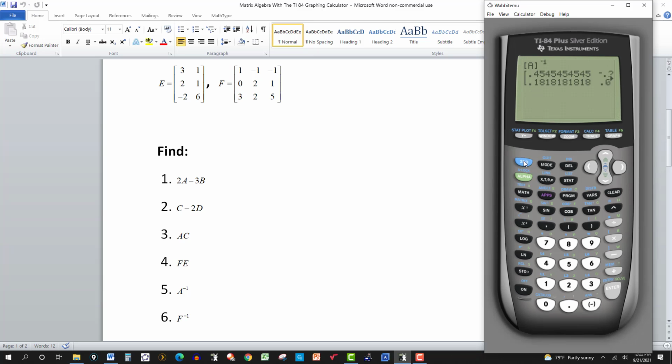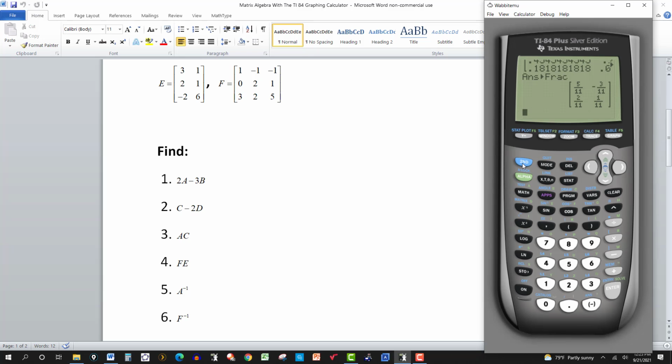So it gives you the answer in decimal, so we want it in regular fractions. So let's go to the math menu here, fraction, hit enter. So that's going to give me the answer as a fraction. And there it is. That's the multiplicative inverse. Now, if I were to multiply this multiplicative inverse by the matrix A, I should get the identity matrix for multiplication for the 2 by 2.